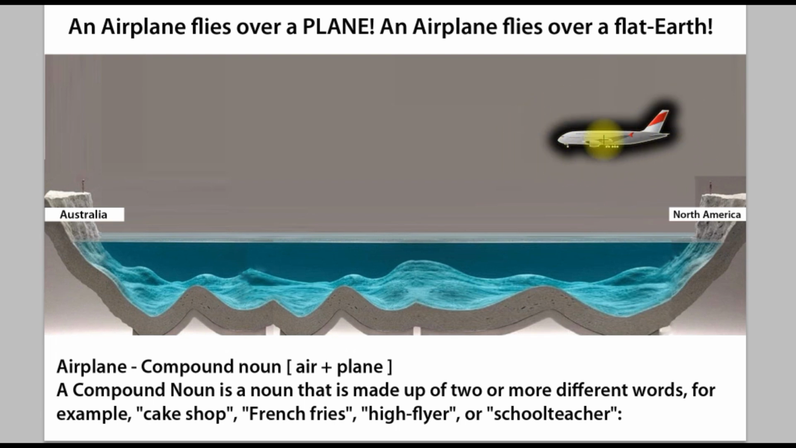So when they invented this machine, they thought, well, it goes through the air, flies over a plane, so let's name it an airplane. So there's a reason why they named this machine an airplane. An airplane flies over a plane. An airplane flies over a flat earth. It does not fly over a ball.